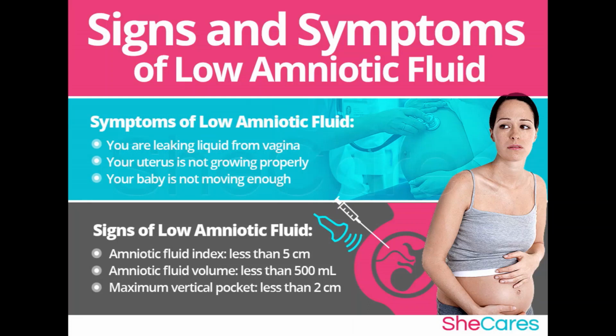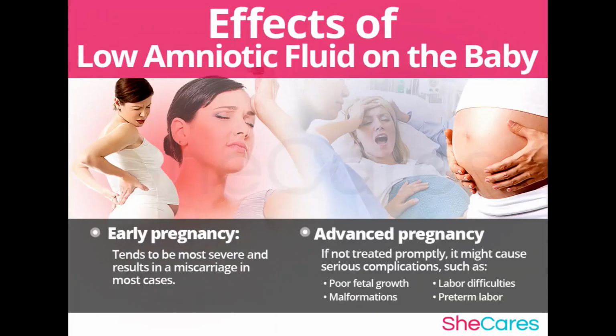The MVP measures the deepest area of your uterus to check the amniotic fluid level. If your MVP is less than 2 cm, you have oligohydramnios. You should ask your healthcare provider if you have a question about these measurements. Now I'll tell you what problems oligohydramnios can cause.